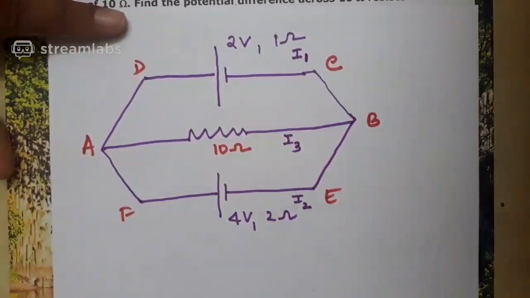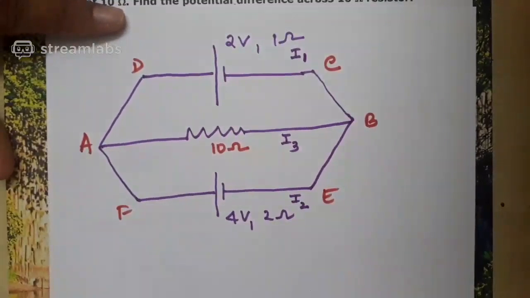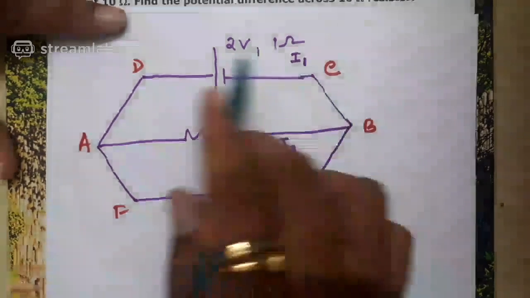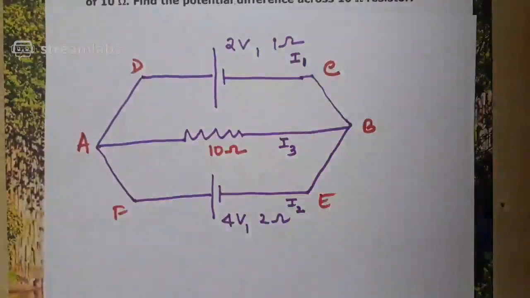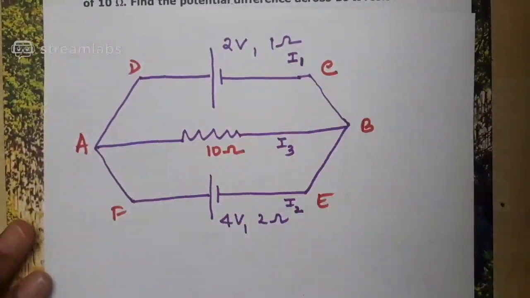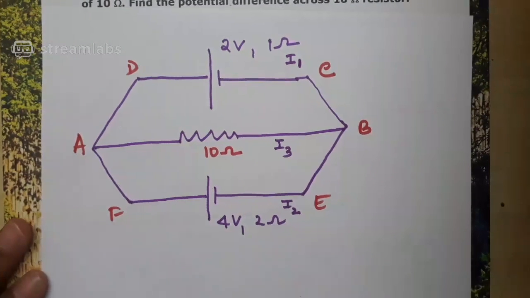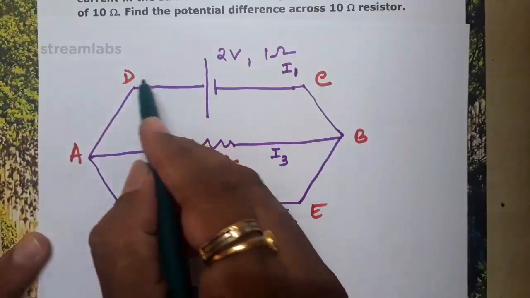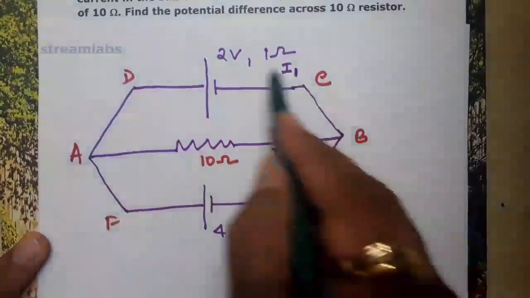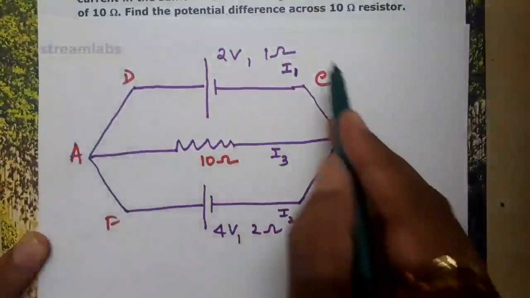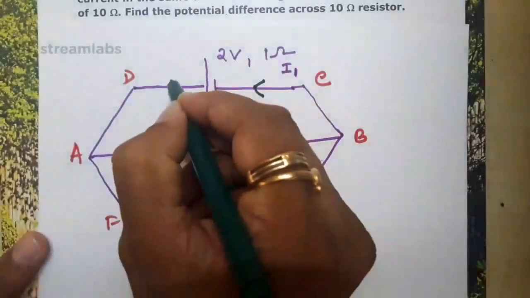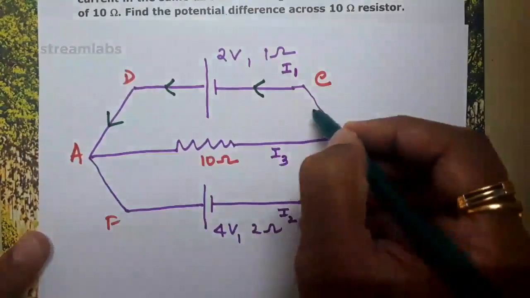But I gave a suggestion when I was giving this explanation. Even though you can select the direction of the current arbitrarily, if there is a cell in the branch, try to select the direction of the current as sent by the cell. So a cell always sends current from where? Positive to negative, correct? Positive to negative. So shall I say that the current direction is in this direction? This is the direction of I1.